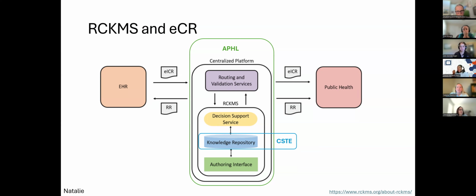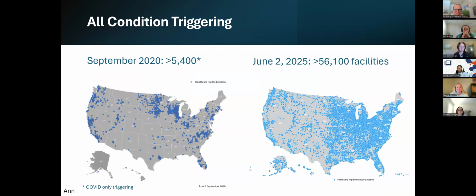CSTE oversees the content development for what gets put into RCKMS in the knowledge repository. They also provide authoring support for the jurisdictions and develop the trainings for the end users. On RCKMS, I work on this project under CSTE as part of content development, and Anne works on this project under APHL as part of ECR support, but we all work very closely together. And I'm going to pass it on to Anne for this one.